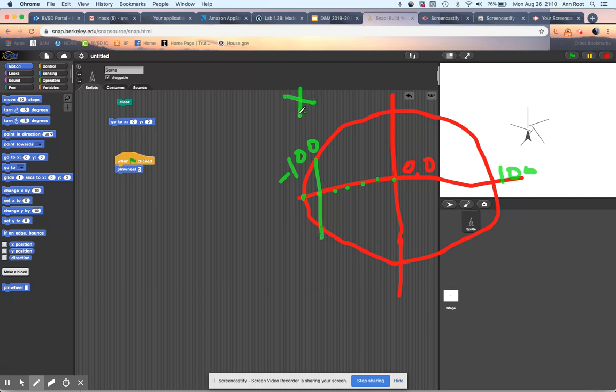Fortunately, I know my circle equation is x squared plus y squared equals r squared. And I'm going to say I have a radius of 100, since I'm going to assume that this is going to go out by 100. So how can you put that into code? Well, that's an excellent question. Let's take a look here.